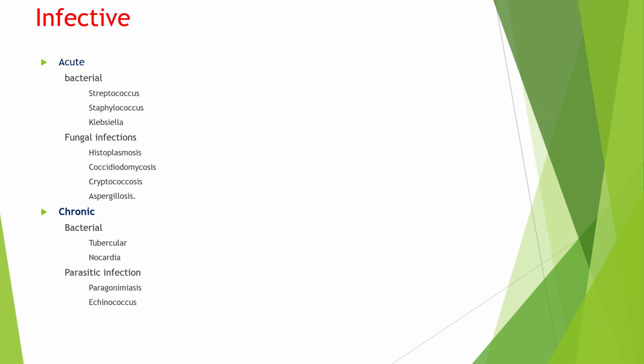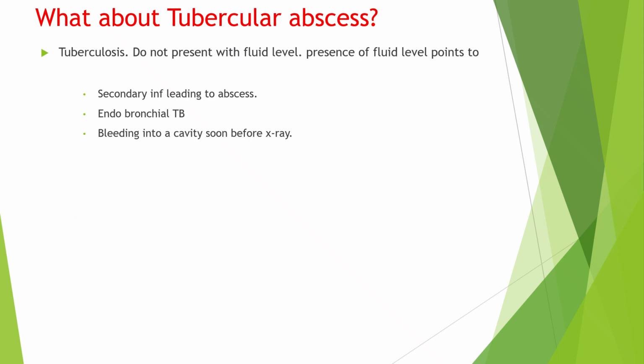When you come to the chronic infections, tuberculosis tops the list. Nocardia can also be there. Parasitic infections like paragonimiasis, echinococcus can also be causes for lung abscess.